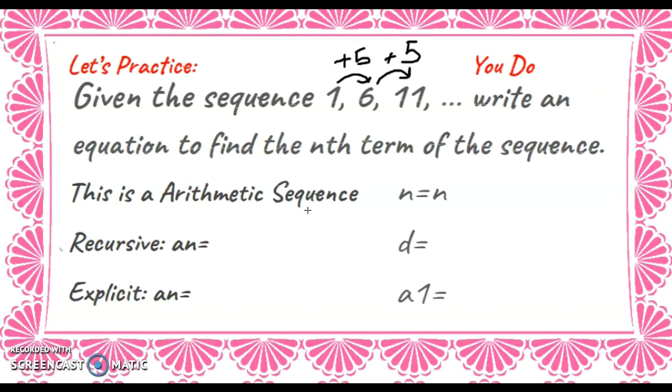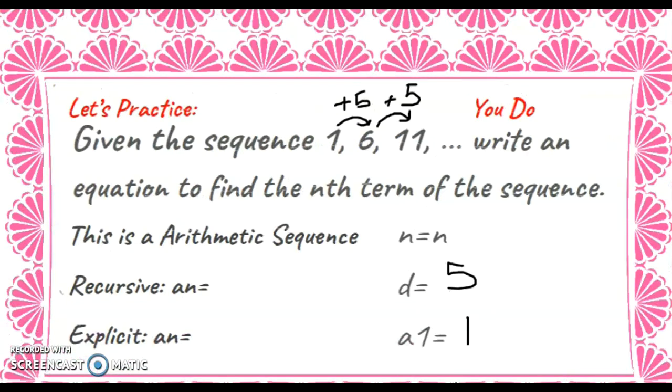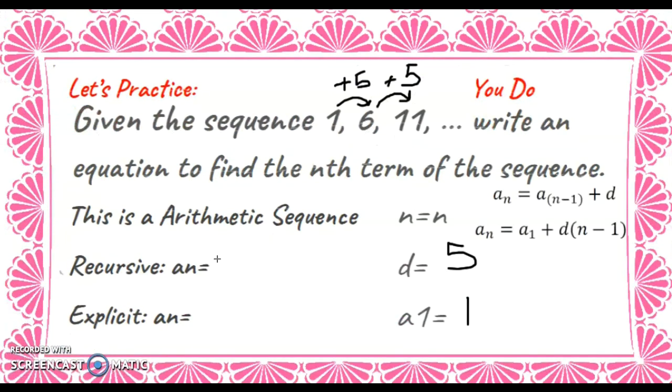So this is an arithmetic sequence because you're adding or subtracting. We're looking for the nth term of the sequence, so n is just going to be n. Our common difference is plus 5. And our first term is 1. So we have a of n equals a of n minus 1 plus d. And our common difference is 5, so we're going to put plus 5. That's our recursive formula for the nth term.